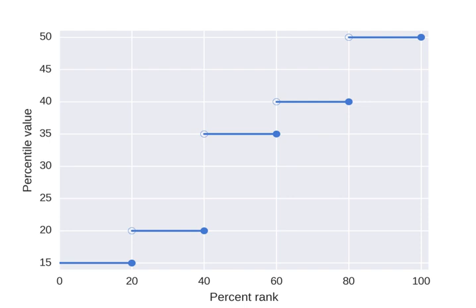V 2.6 equals V_2 plus 0.6 (V_3 minus V_2) equals 20 plus 0.6 times (35 minus 20) equals 29.